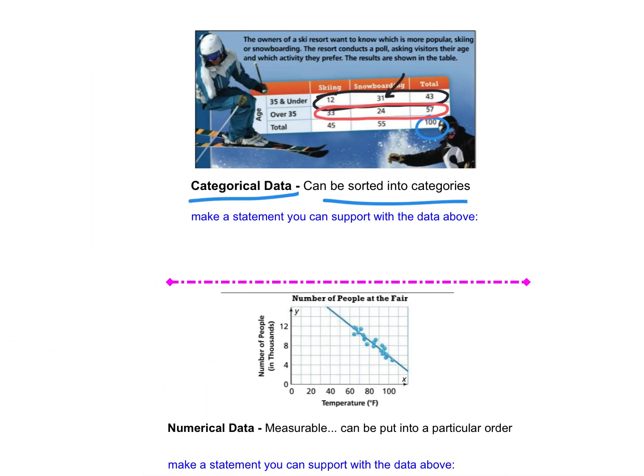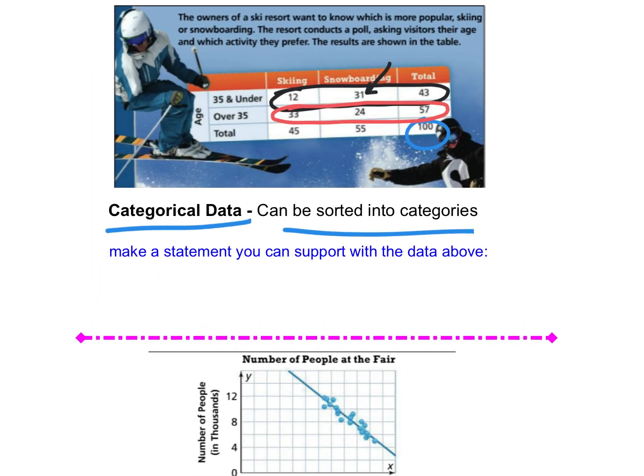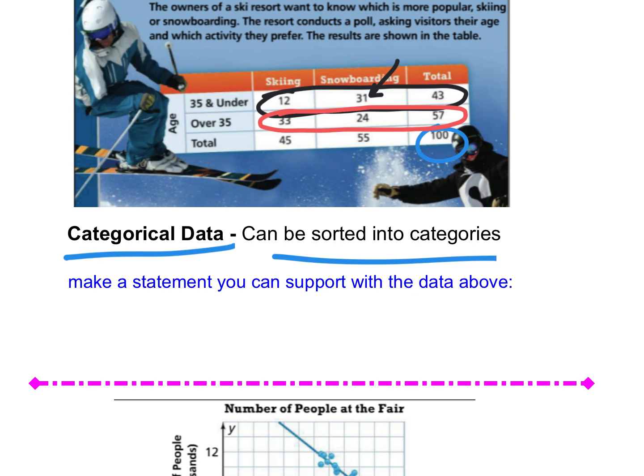So, make a statement you can support with the data above. Well, you could say that more than half of the total people liked snowboarding, because I'm looking at these numbers right here, and that's 55 out of 100, which would be more than half of the total people like to snowboard. All right.